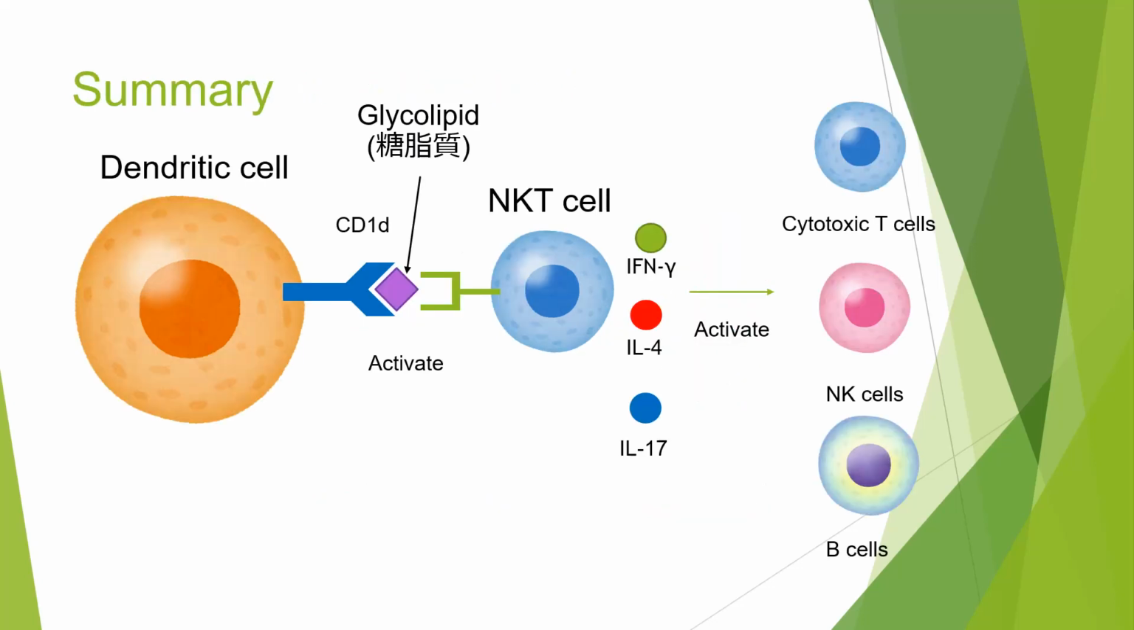Here is the summary of this video. NKT cells receive antigen presentation from dendritic cells via CD1D molecules and recognize glycolipids. Then they secrete cytokines and activate NK cells, T cells, and B cells to induce long-term immune memory.